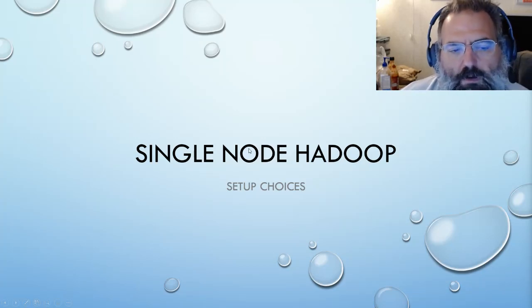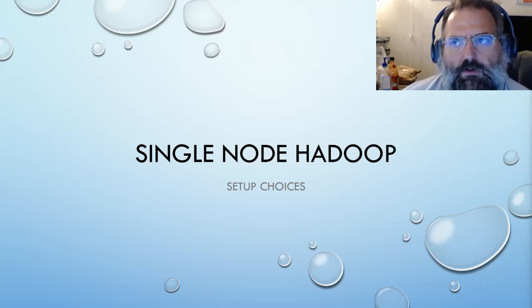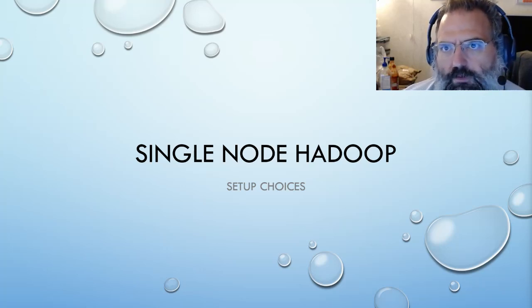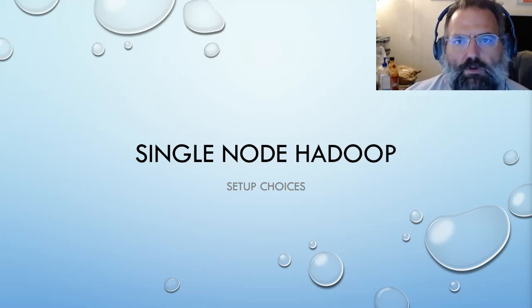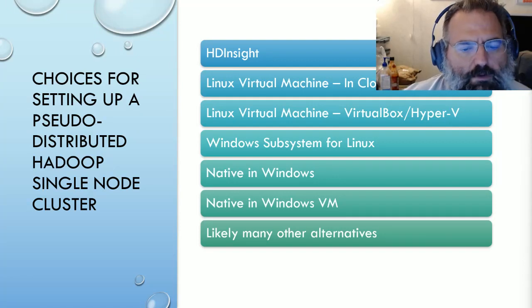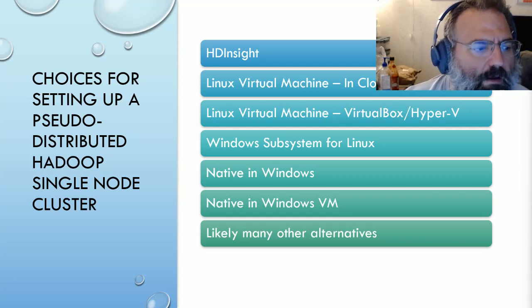So, talking about single node Hadoop. The idea here is to not have to do a truly distributed network. In part, it's non-trivial to get a cluster set up and running, and that's one of the challenges with Hadoop. So there are lots of choices that you can do here, and I've outlined them here.